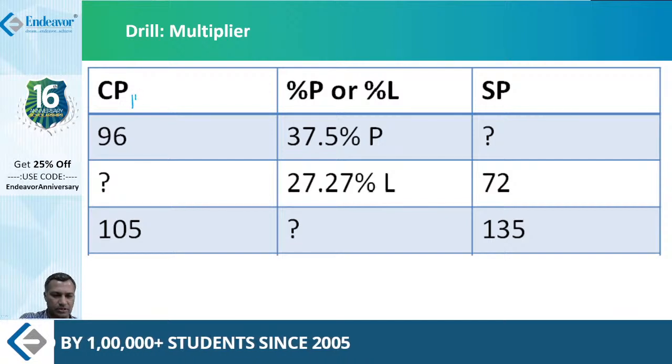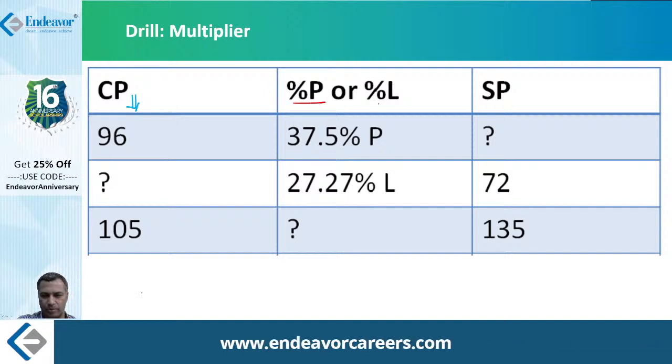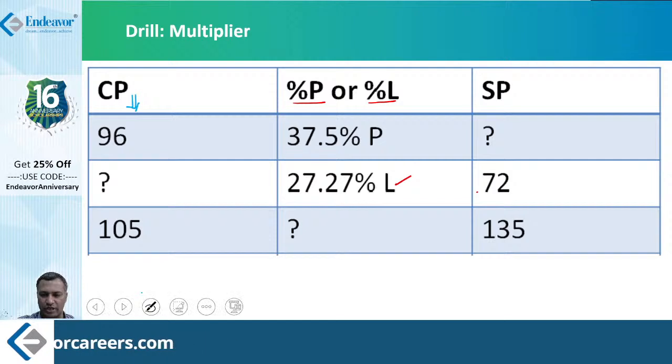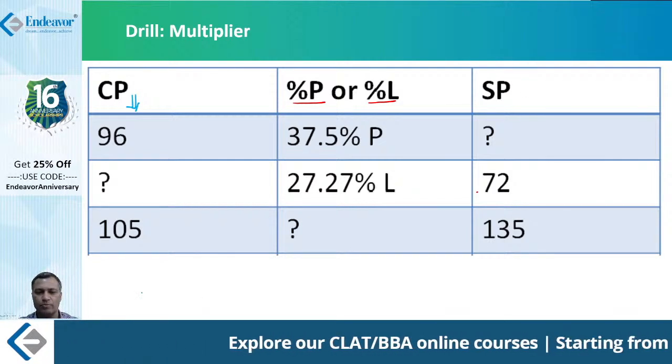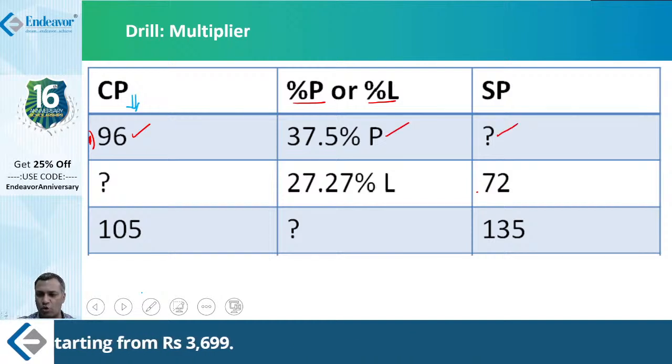The first column represents the cost price. The second column represents either the profit or loss percentage. Whenever you get a P, it's a profit percent. Whenever it's mentioned as L, it's talking about the loss percent, right? And then find the CP. So there are some question marks. If you look at the very first question, cost price is given to me, profit percentage is given to me, selling price has been questioned, right?